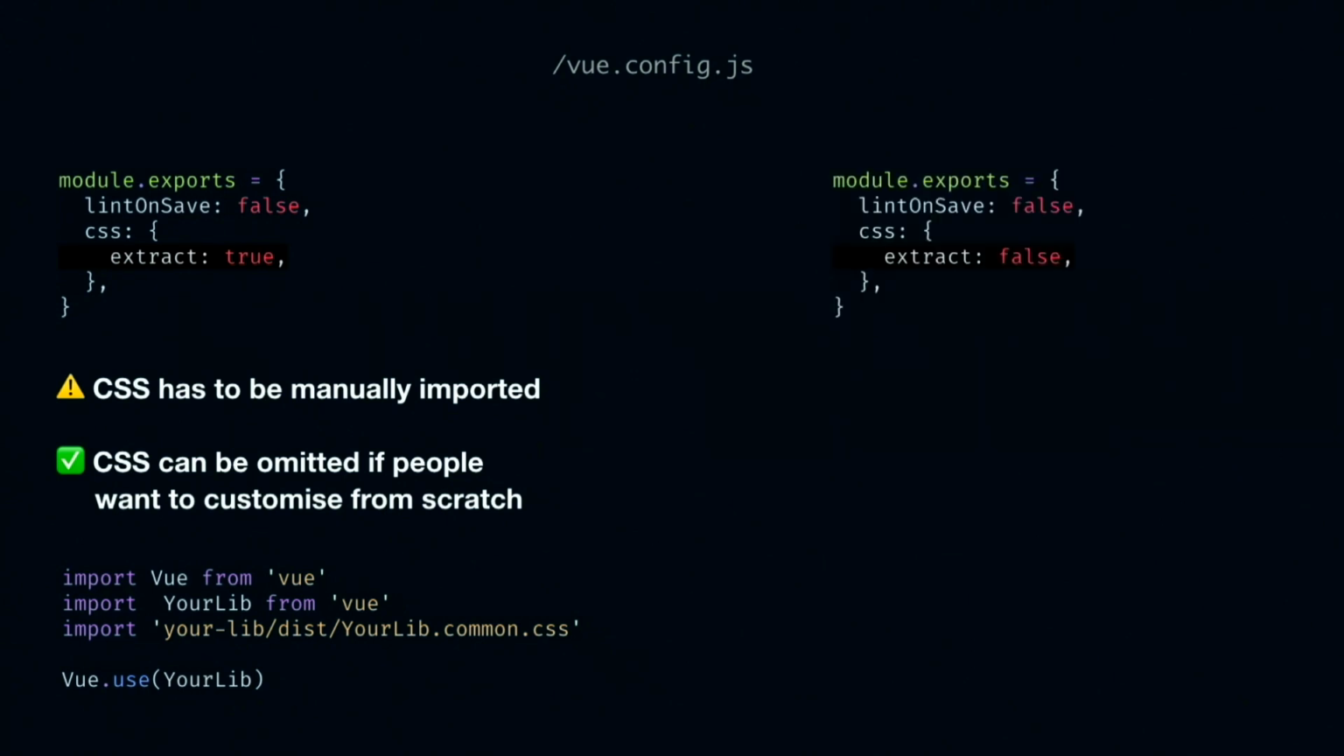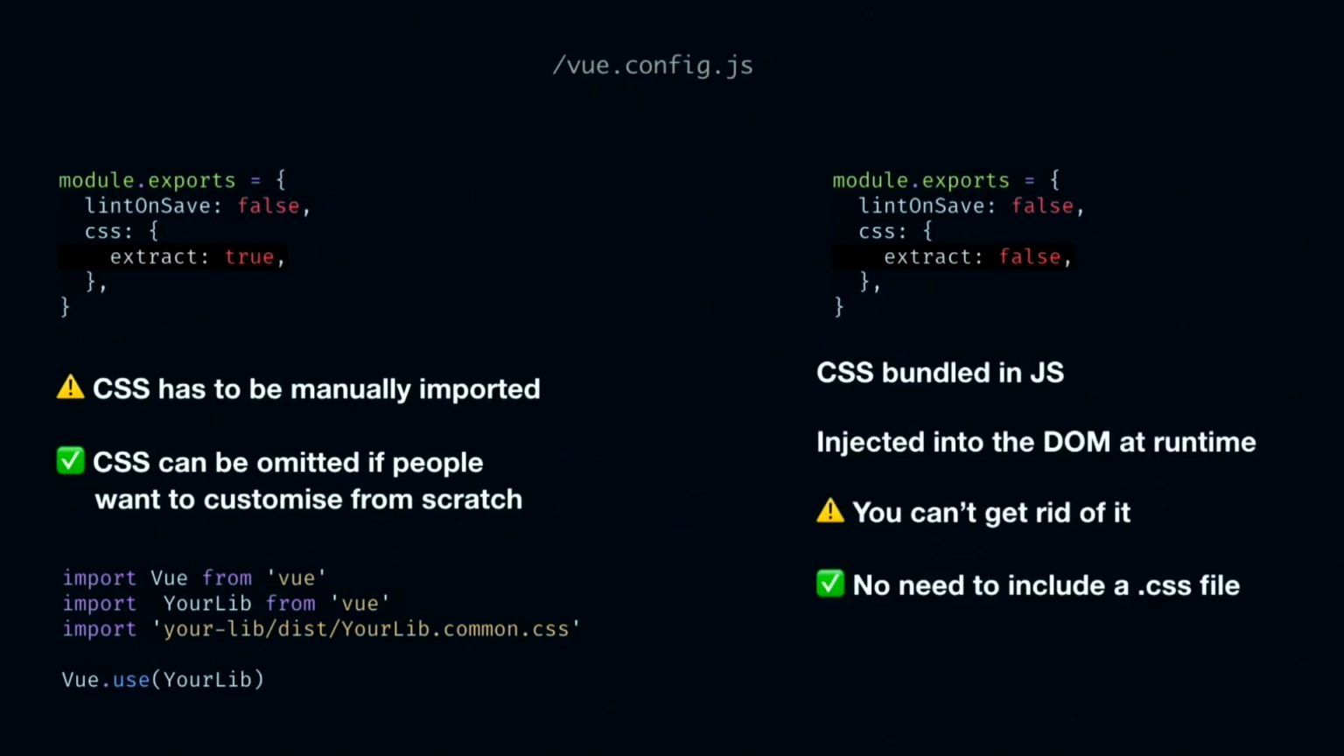The alternative is to not extract. Well, that means that the CSS is bundled in your JS file and will be injected into the DOM at runtime. The bad thing about this is that you can't get rid of it, right? Because it's in your bundle, it will be included no matter what. You can't really remove it before you serve it to the browser. But the good thing about it is you don't need a CSS file.